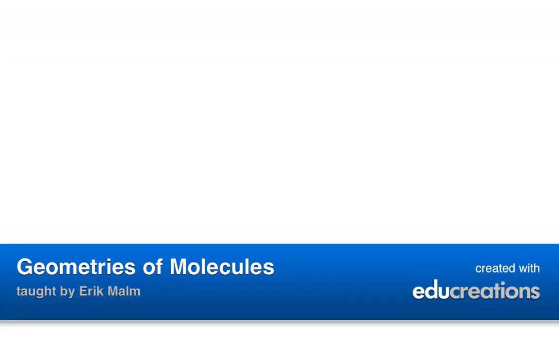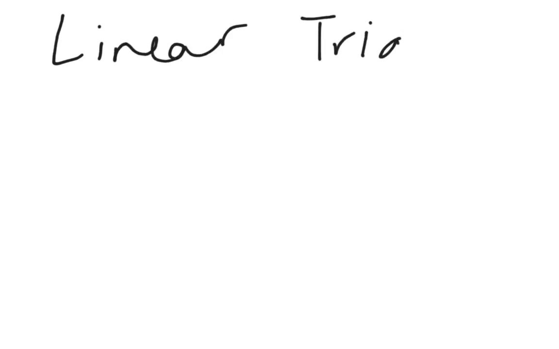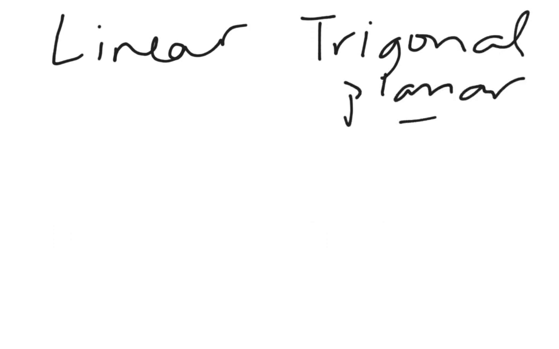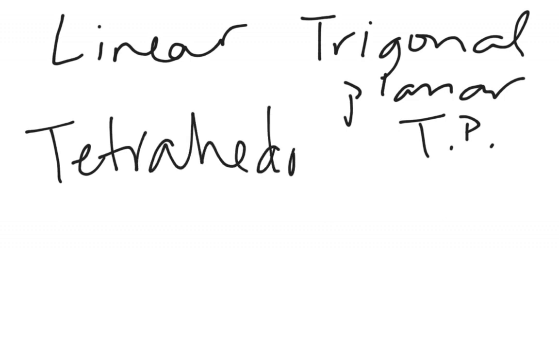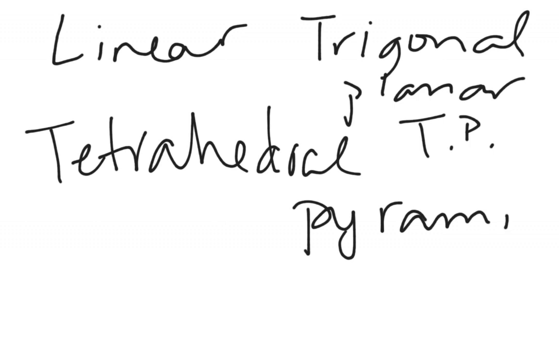Okay, so I want to go over the geometries of the molecules, the 5 different geometries that we're studying. Those geometries are linear, trigonal planar, we can call that TP, tetrahedral, pyramidal, and bent.